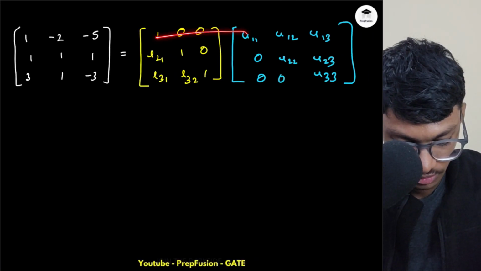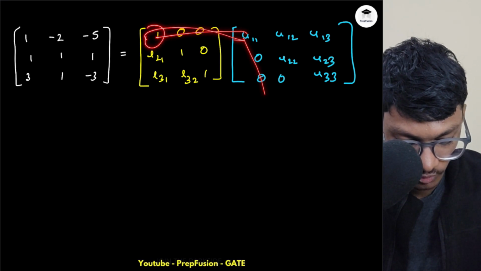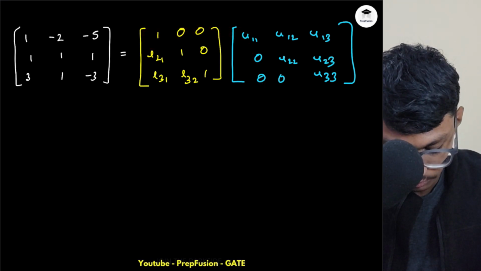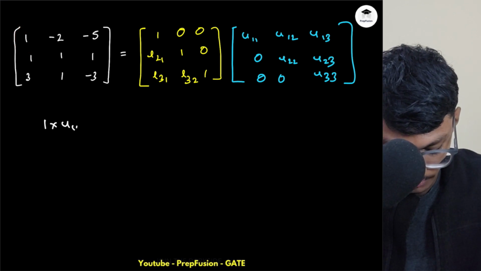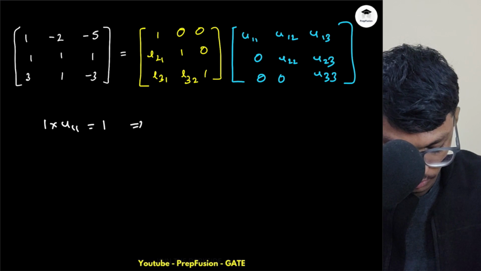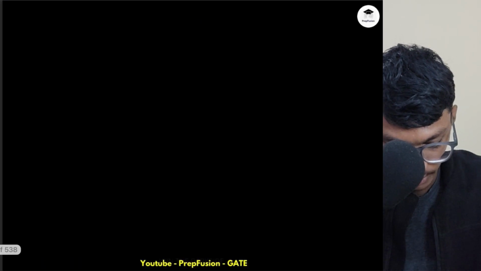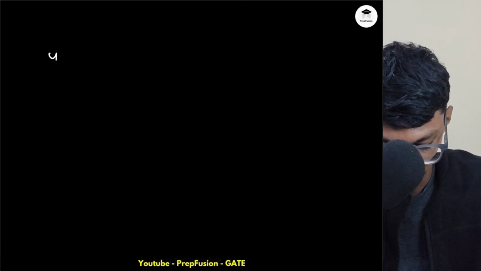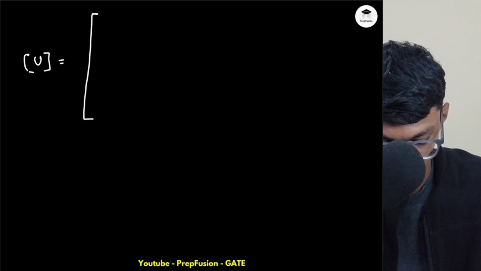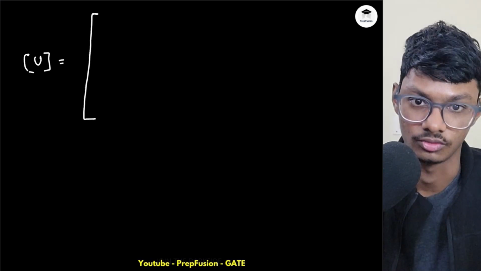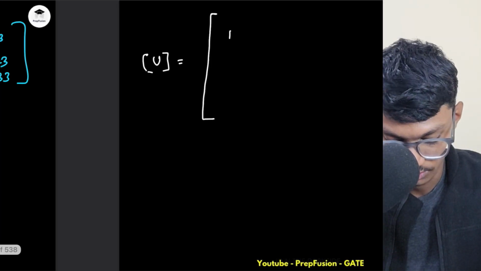So first row times column, so 1 times U11 equals what? This 1 itself. So 1 times U11 equals 1. So my U11 is equal to 1. What I will do is keep on writing my upper triangular matrix and lower triangular matrix, because that will be really helpful. You can also do this in the examination hall. So U11 is 1, fine.